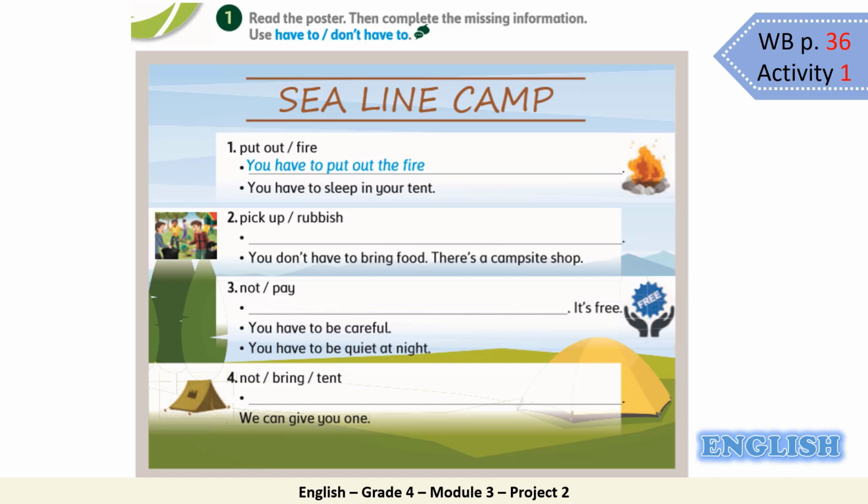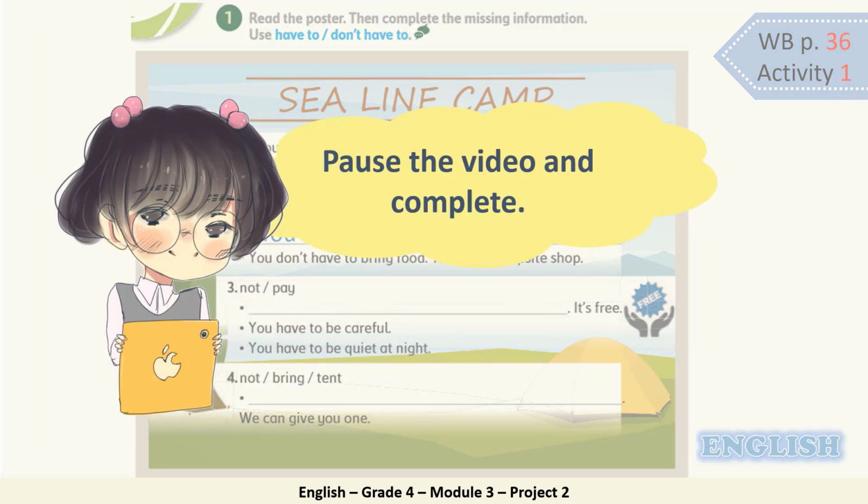Number 2. Pick up rubbish. Can you think of an answer and form a sentence? I'll give you some time to think. Now read with me. You have to pick up the rubbish. Great. Now read the next sentence. You don't have to bring food. There's a campsite shop. Great. Now pause the video and complete.